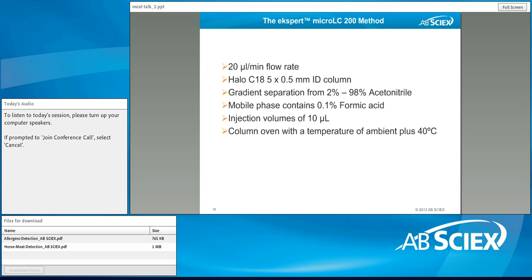So the method I chose to develop and run the meat speciation samples, which were actually horse meat samples and meat samples, was based on micro LC. I used a core shell Halo C18 column and a gradient from 2 to 98% acetonitrile containing 0.1% formic acid. And these are typical mobile phases you would use in protein research. The column oven was set to 40 degrees C, just so I can maintain an accurate temperature above room temperature. And I used 10 microliter injection volume, which is again typical of the injection volume you would use for protein peptide analysis.